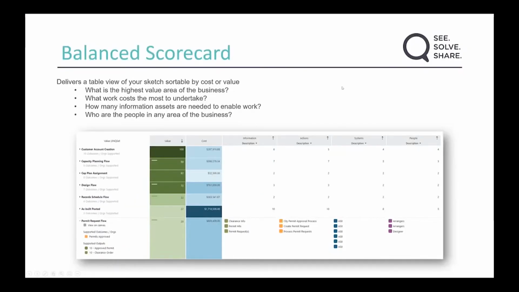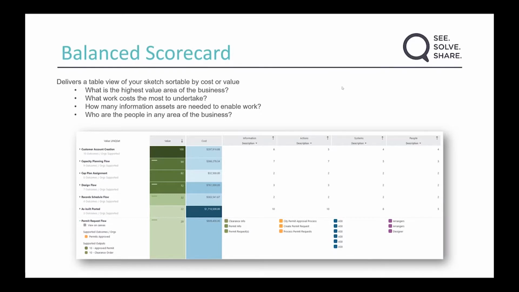The next insight is through the Balanced Scorecard dashboard. This is really a table of contents. It helps you understand the value and the cost of each area of the business, and we can expand these to see the information, actions, systems and people that have been captured in each area. This really helps us look at data in a different way. We're able to export the table to Excel and make use of that in other applications such as Power BI.